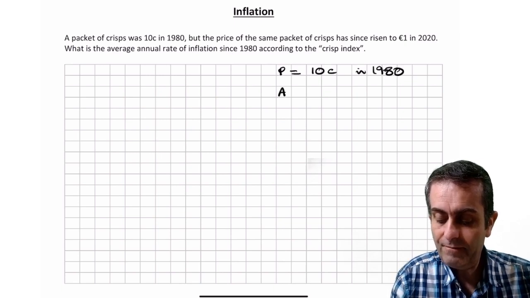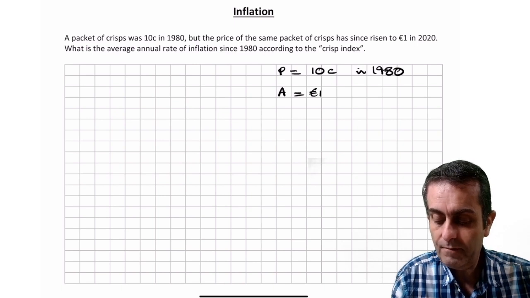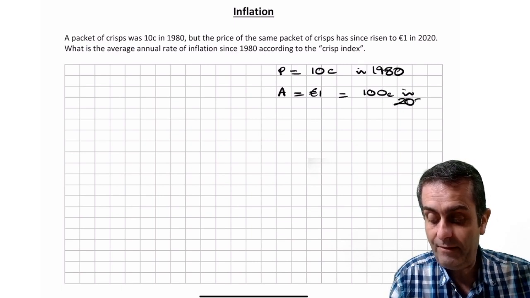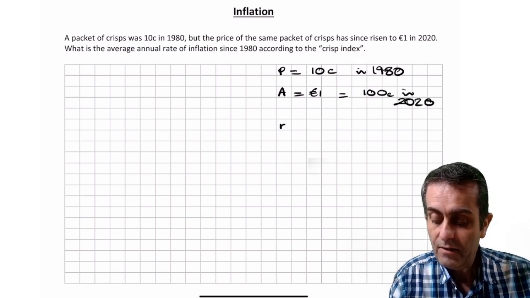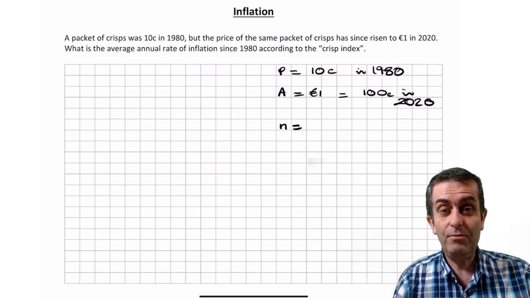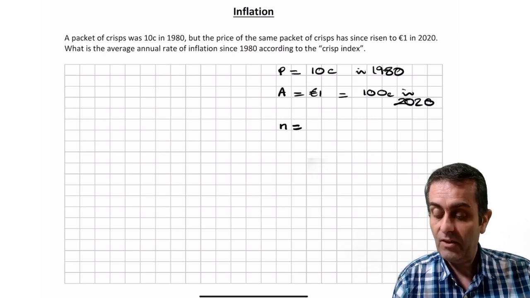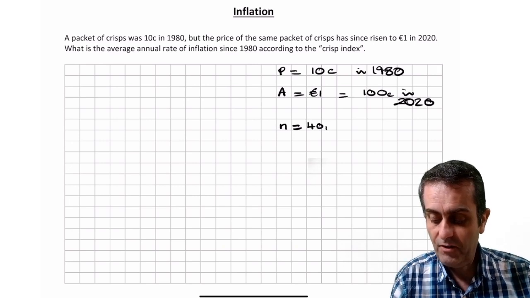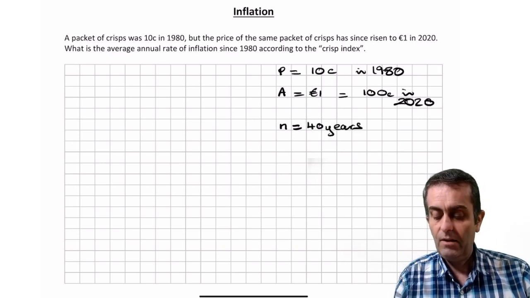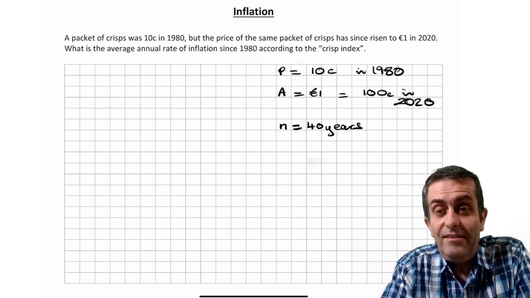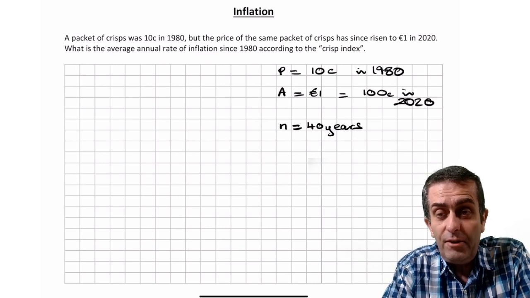The future value is €1, which is 100 cent, and that is in 2020. The amount of time that has passed, we're measuring in this case in years. They want to know the annualized rate of inflation. So that's going to be 2020 minus 1980, which is 40 years. Okay? So the amount of time is 40 years. The future value is 100 cent. The future is now. The present value back in 1980 was 10 cent.